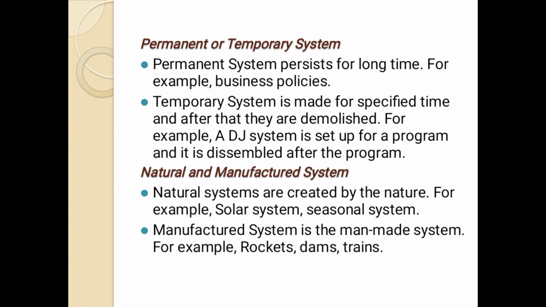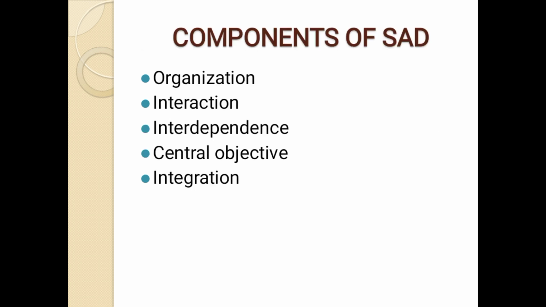Natural and manufactured systems. Natural systems are created by nature, for example, the solar system and seasonal systems. Manufactured systems are man-made systems, for example, rockets, dams and trains. Next topic is components of SAD. Under the components of SAD we are going to see five topics. They are organization, interaction, interdependence, central objective and integration.